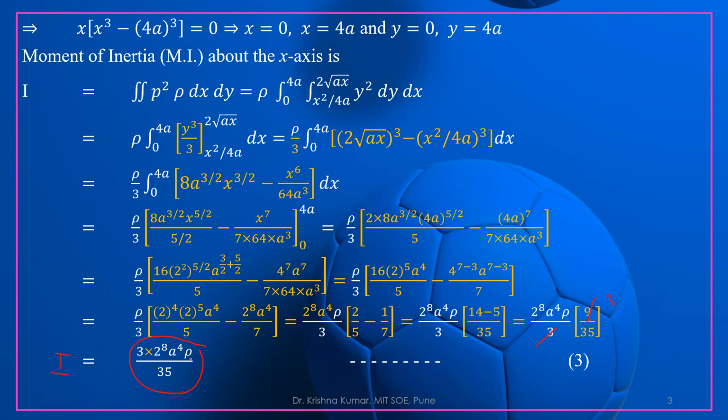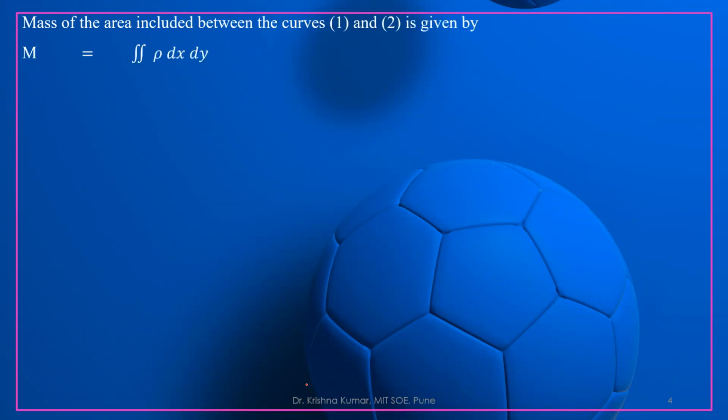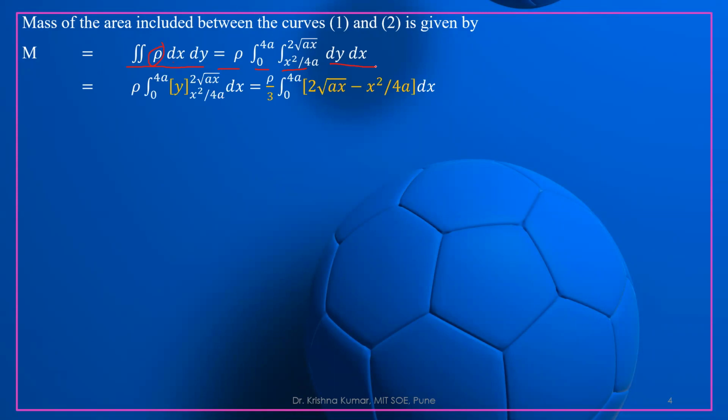Now we want to find out what is the value of rho. Because our answer does not include the rho, rho should be written in terms of m. So what is the relation between density and mass? So we apply the formula. What is the mass of the area included between the curve 1 and 2? So mass is equal to what? It is the density into area instead of volume. Since we are considering the area, so the density into area. So rho we can take outside because it is constant. The limit will be the same, we have already discussed it, and dy dx. So again we integrate it in the same manner as we have integrated in the last part.